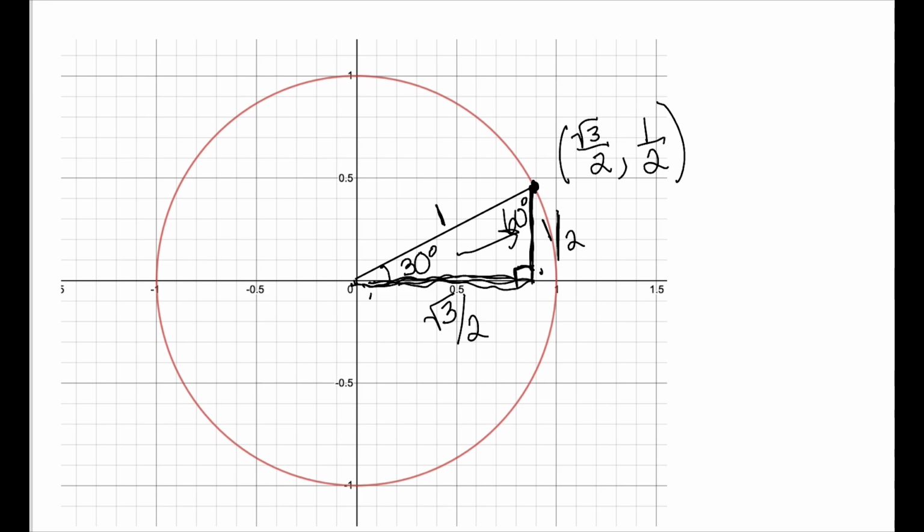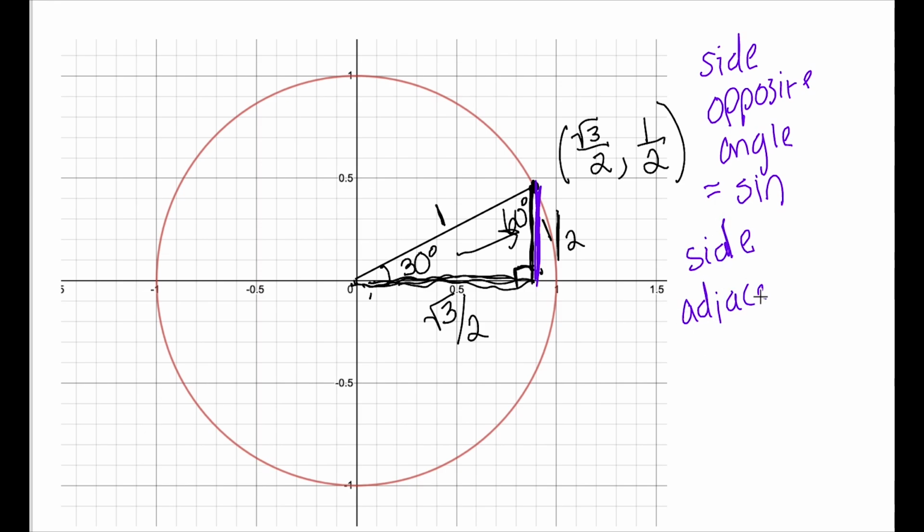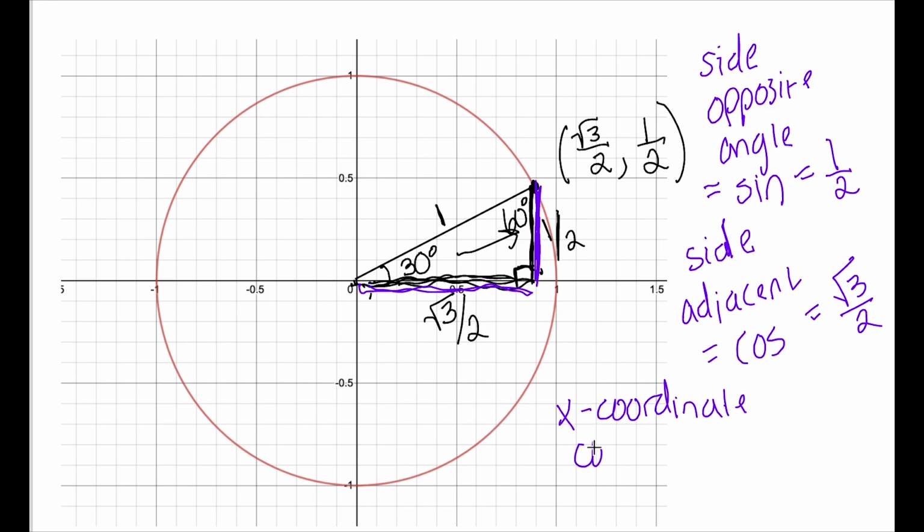So, remember that the side that is opposite is your sine, and the side that's adjacent equals your cosine. So, which side is next to 30 degrees? That's √3/2. And the side that is opposite is 1/2. So how does this relate to our x and y coordinates? It means that your x coordinate is the cosine of the angle, and your y coordinate is the sine of the angle.